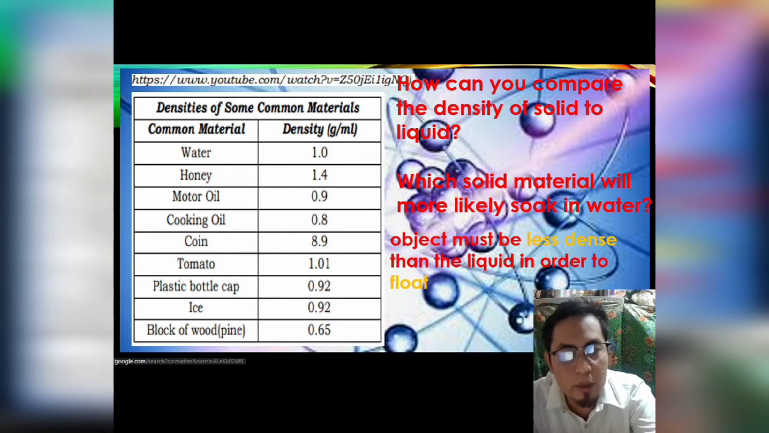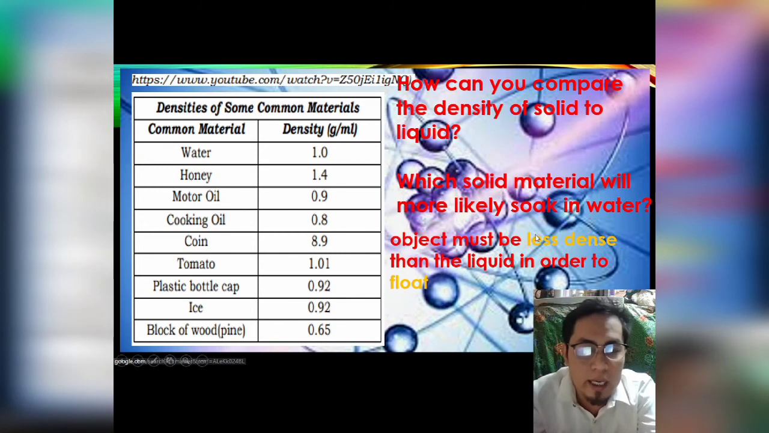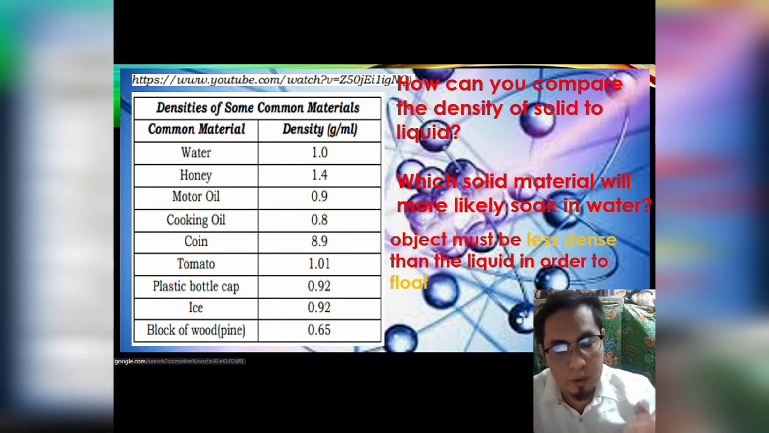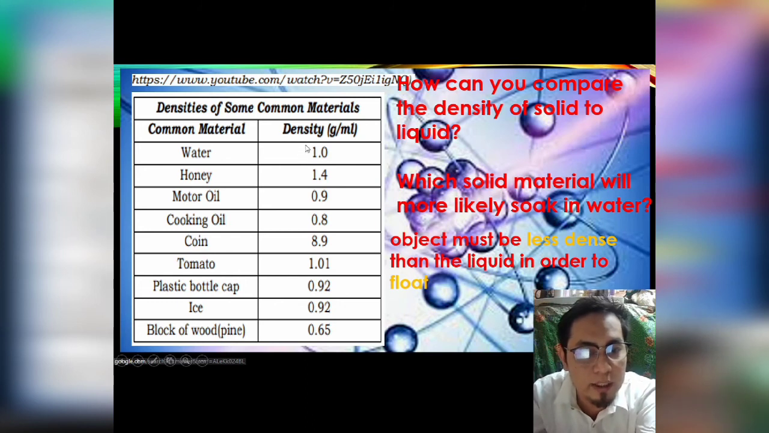Now, when can we say that an object will float? An object must be less dense than the liquid in order to float. If you want to know if an object will float or not, check if its density is lesser than the density of water. For example, the density of water is 1 and the density of a block of wood is 0.65. Since it has less density, definitely the block of wood will float.